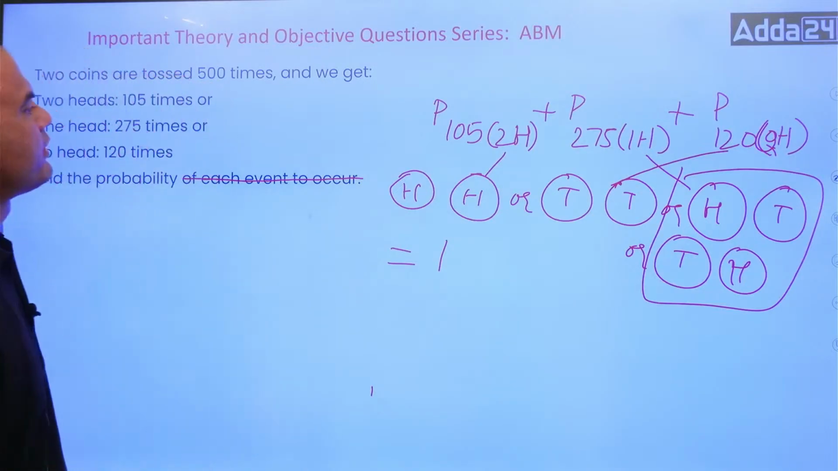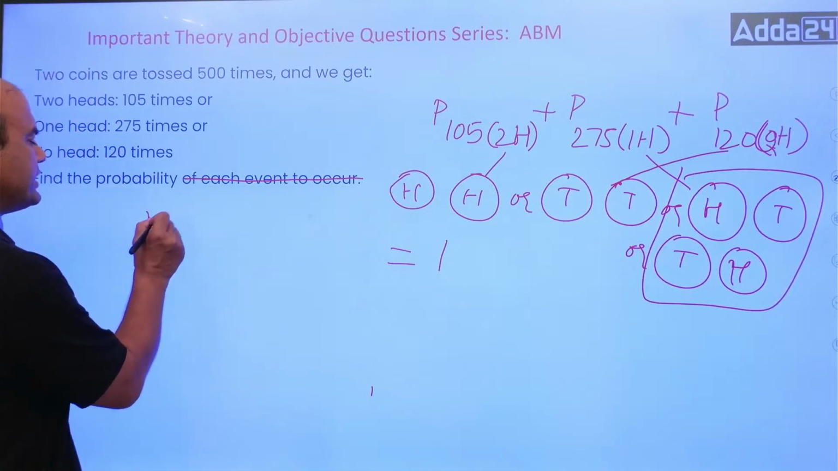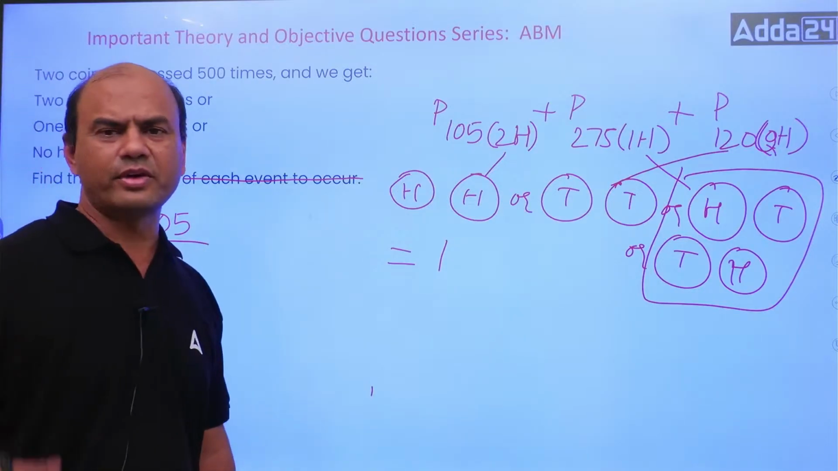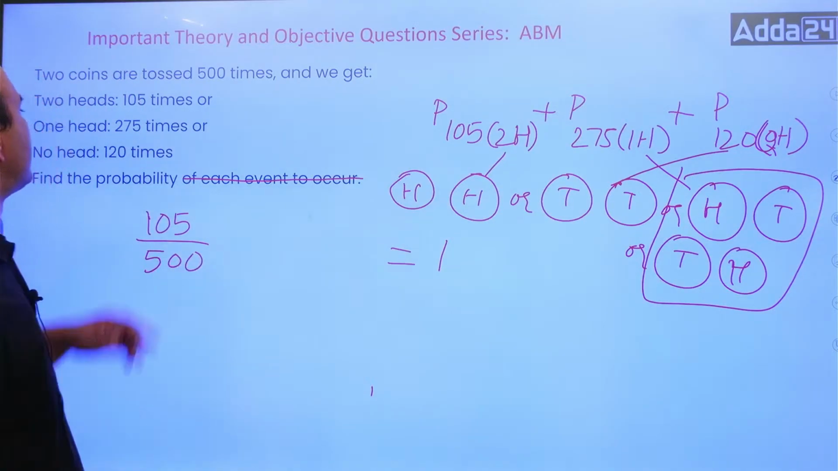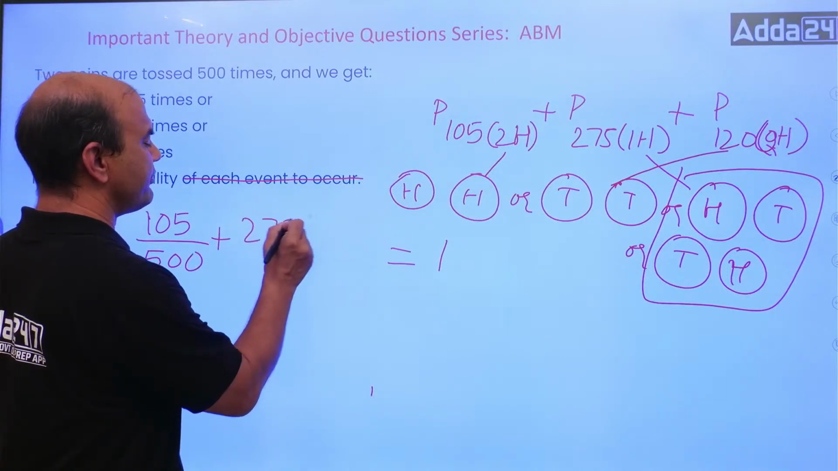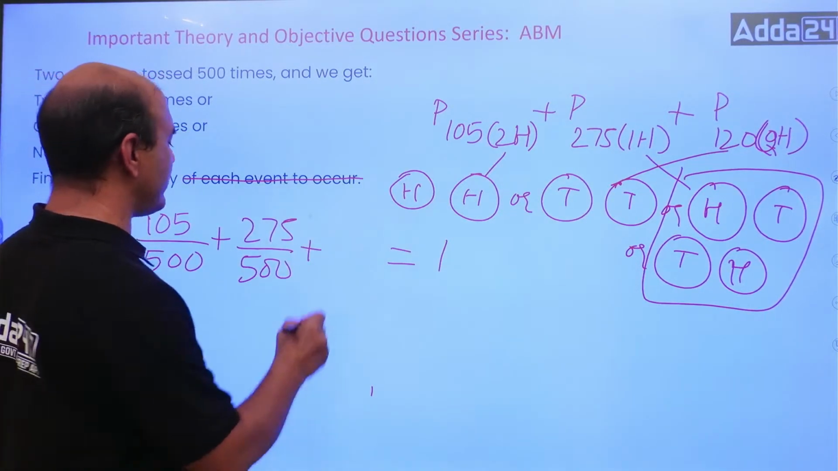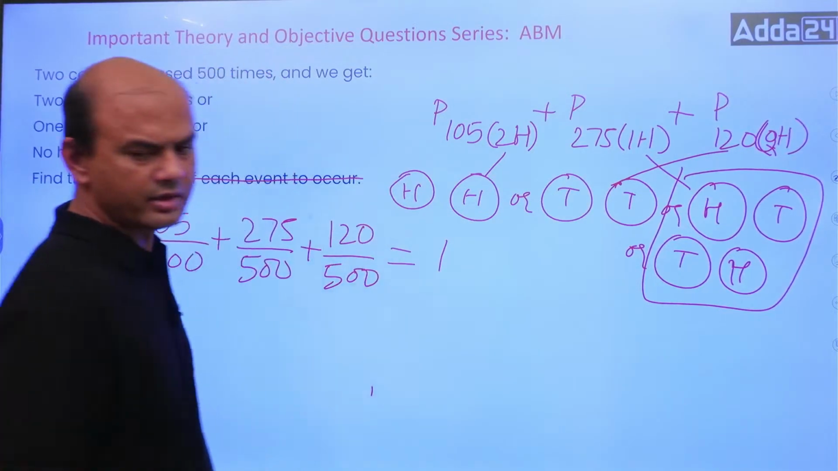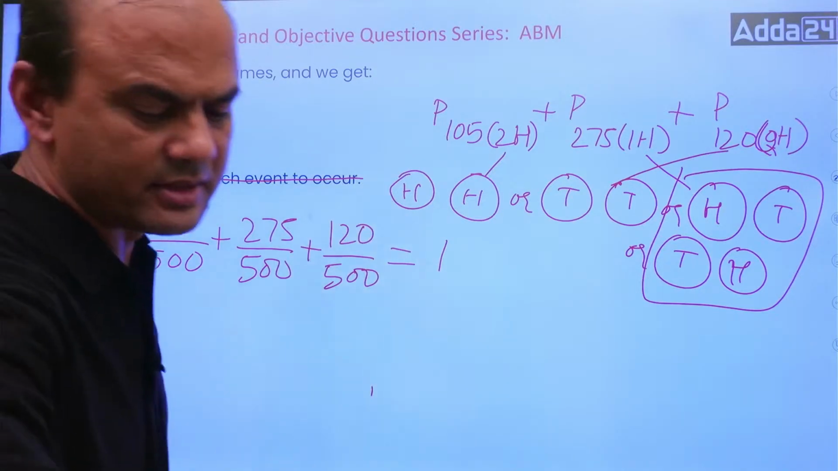Find out the probability for 105 first. It is very simple: success upon total. My total is 500, since I am rolling this coin 500 times. My success is 105 times. Second, the probability is 275 upon 500. And third, the probability is 120 upon 500. Do the total of each, divide it, and you will see the answer.